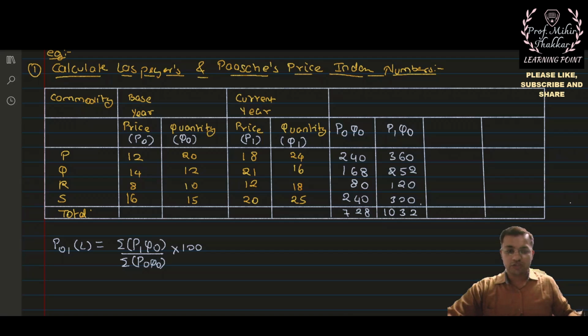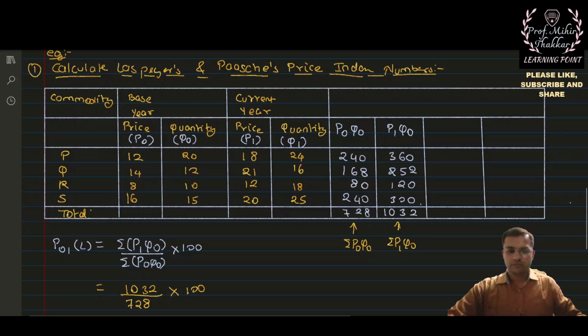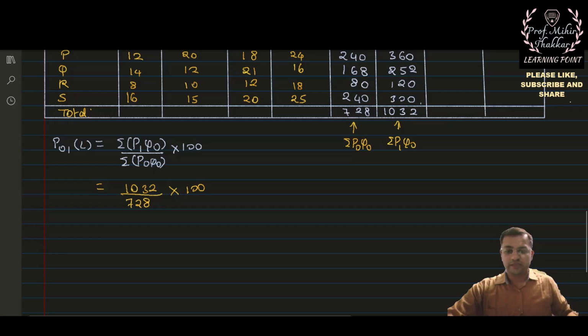Now let us substitute the values in their respective positions. Numerator is P1 Q0 summation. So guys, this is your summation of P1 into Q0 and this is your summation of P0 into Q0. So then I get 1032 divided by 728 multiplied by 100. So guys, on solving and simplifying this fraction, you would get the answer as 141.76. That is your required value for P01L.